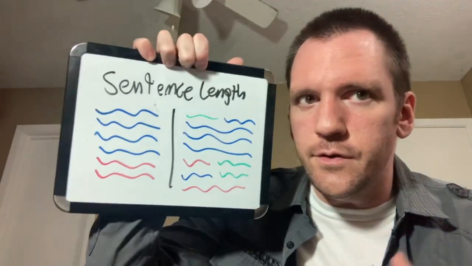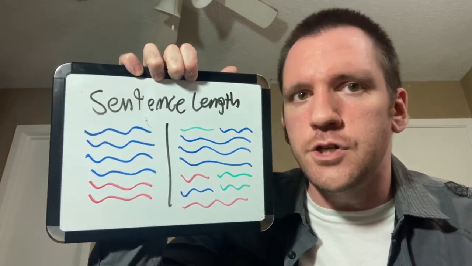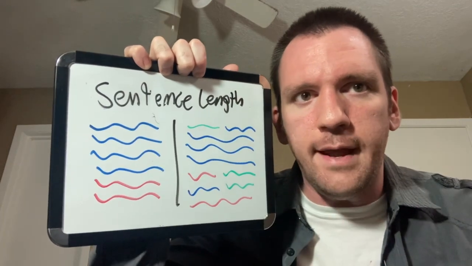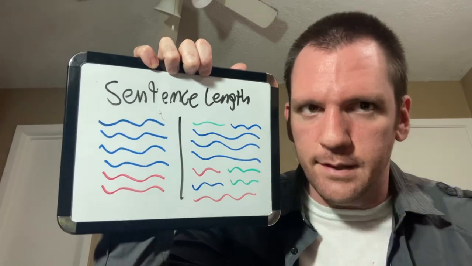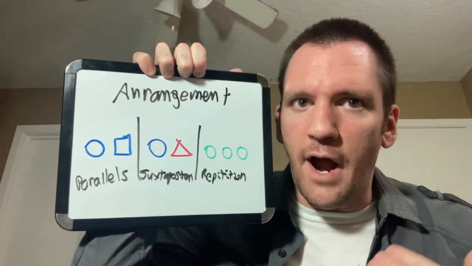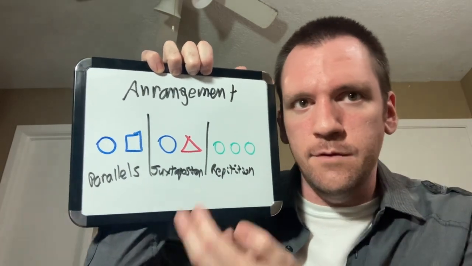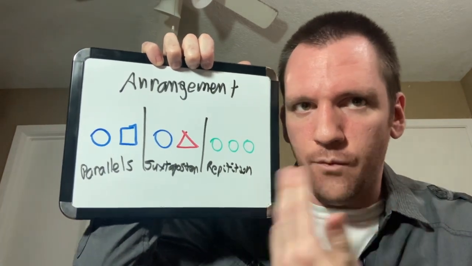Structure also refers to sentence length. I'm pretty sure you've seen this image floating around online somewhere showing two different paragraphs, one made of two long sentences and one made of sentences of varying lengths, creating a different kind of rhythm. Structure also refers to how you arrange things. You can have similar items together, parallels. You can have contrasting opposite items, juxtapositions, or you can repeat items to emphasize them in repetition.